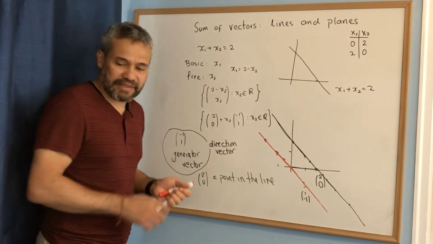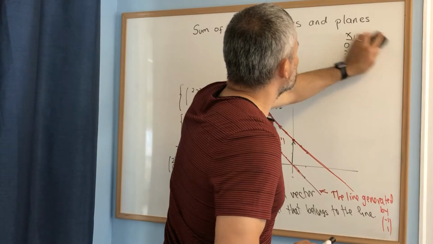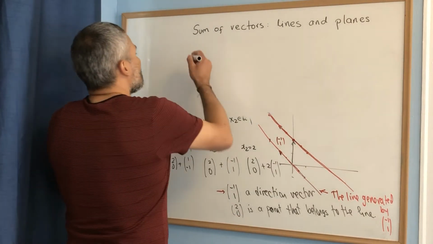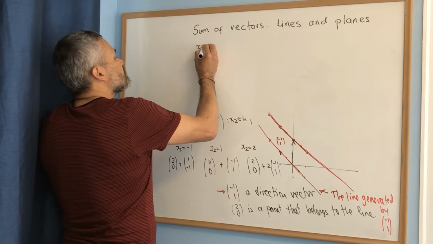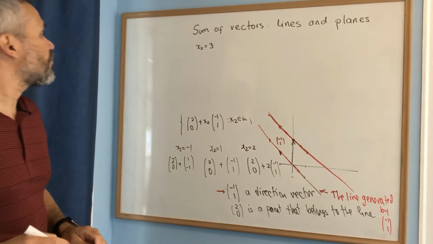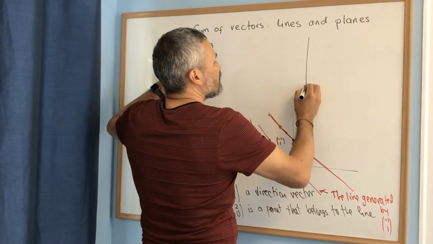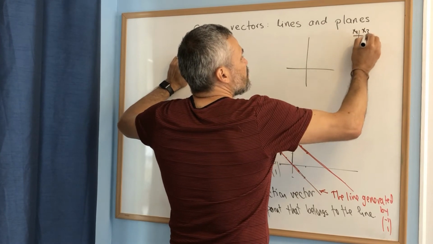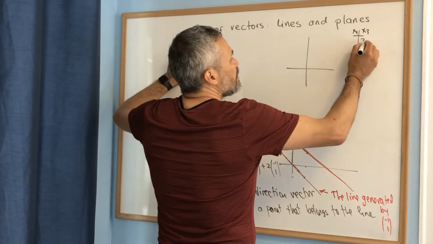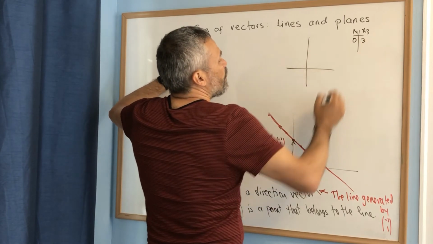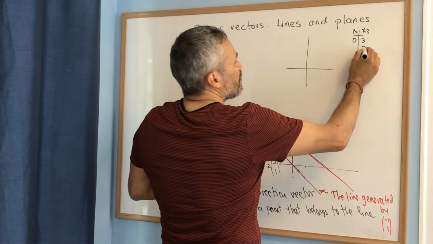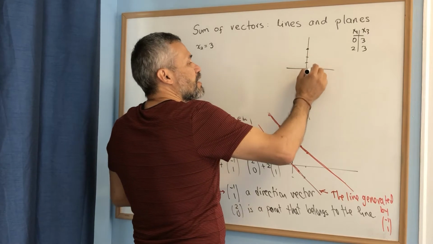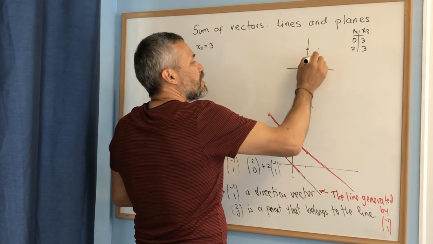Let's do another example. What happens if we are in R2 and we consider the equation x2 equals 3? In this case, we can take points that satisfy the equation. Essentially the equation is saying please pick x2 to be 3, but we can take x1 to be whatever we want. We have (0, 3), or we can have (2, 3), and then this is the line.